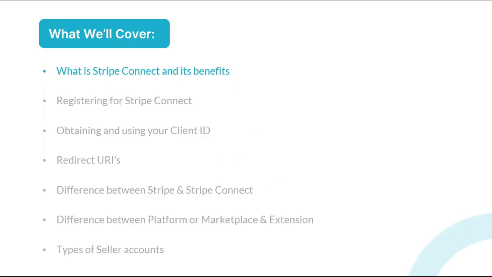So here's what we'll cover in this lesson. We'll start off with discussing what Stripe Connect is and talk about its benefits. Next, we'll talk about how to register for Stripe Connect. Afterwards, I'll show you how to obtain and use your client ID within your Bubble app. Next, we'll talk about what are redirect URIs and how to use them.